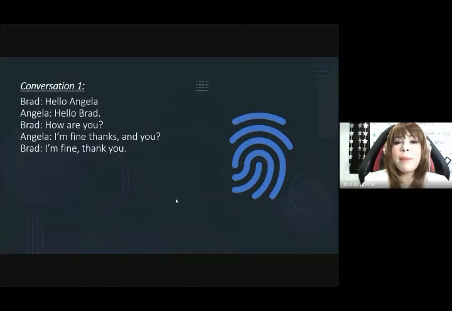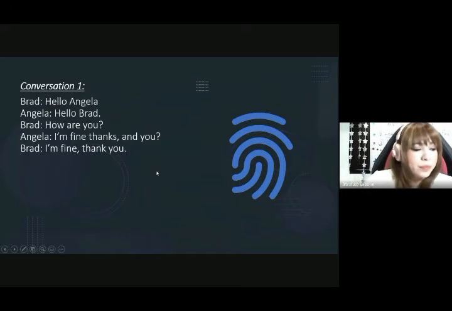So this is a brief example of a short conversation using greetings. Okay? Angela and Brad, which kind of greetings are they using? Informal or formal? They are using both, informal and formal. We have hello and how are you? They are using some polite expressions like I'm fine, thank you, and you, I'm fine too.